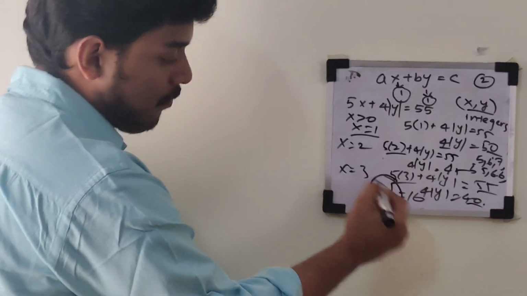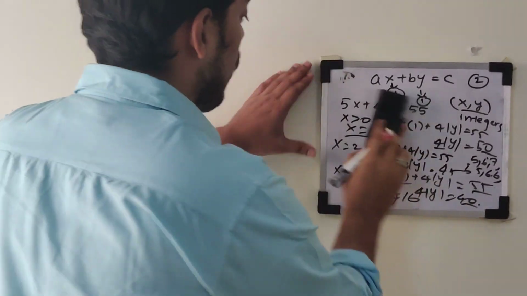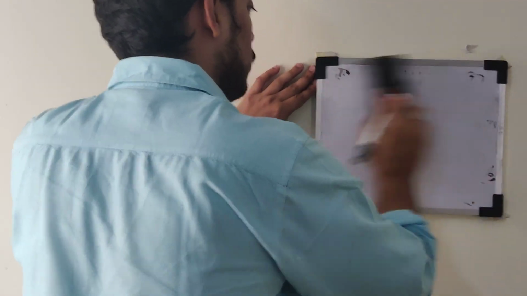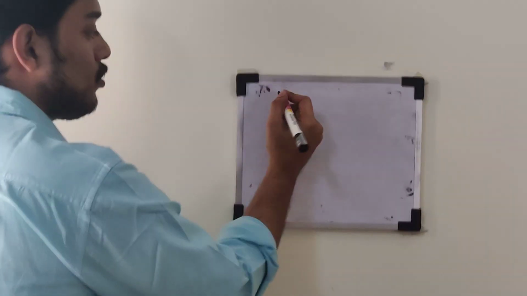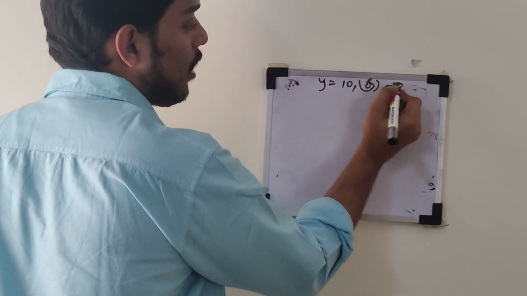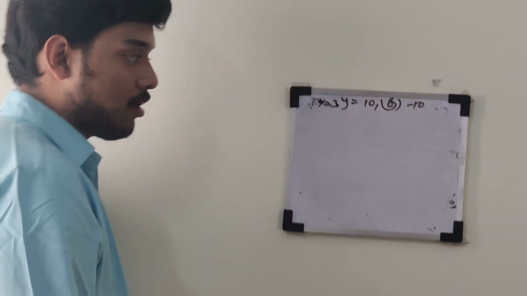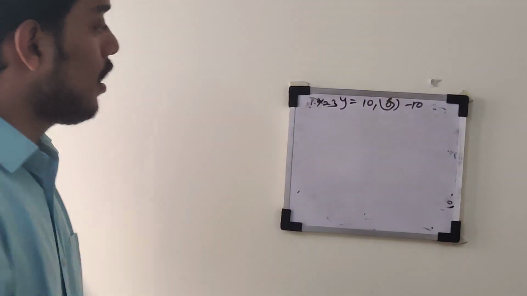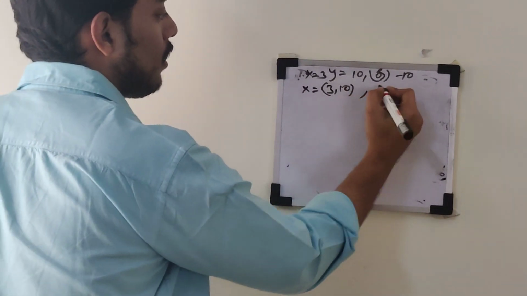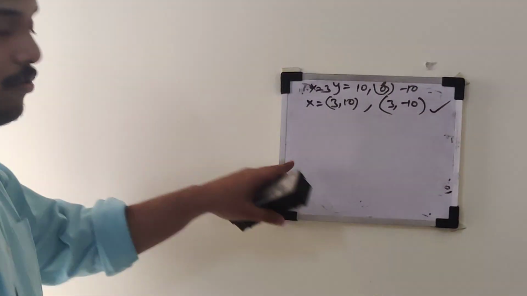Here we got the equation mod y is equals to 10. Mod y is equals to 10 means y is equals to 10 or minus 10. Both values are possible, and x is equals to 3. So in total how many pairs are possible here? x is equals to 3, that is 3 comma 10 and 3 comma minus 10. These two pairs are possible if x is equals to 3.